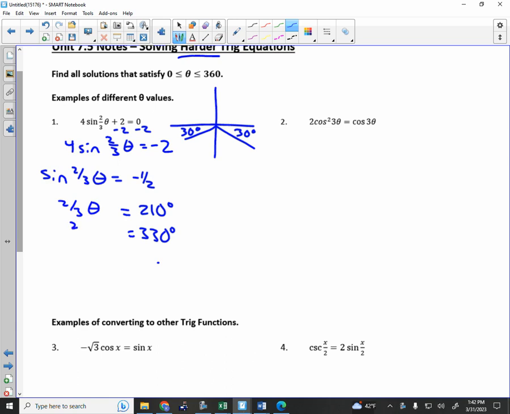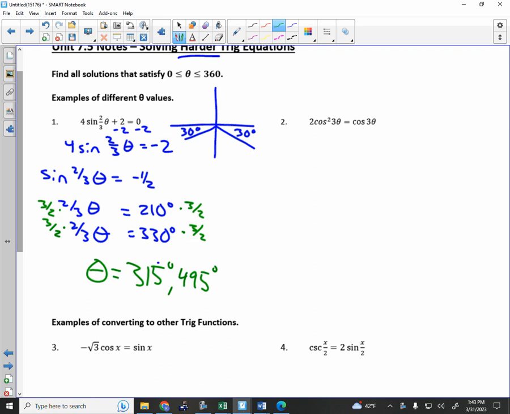So you're going to multiply by 3/2. You get theta is equal to 210 times 3 is 630, divided by 2 is 315 degrees. And 330 times 3 is 990, and 990 divided by 2 is 495 degrees. And those are 2 solutions.